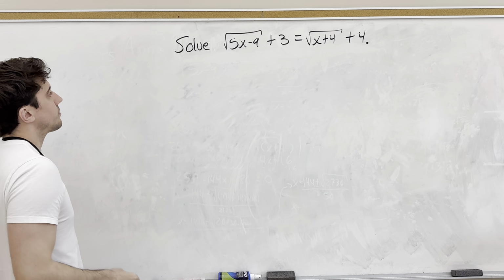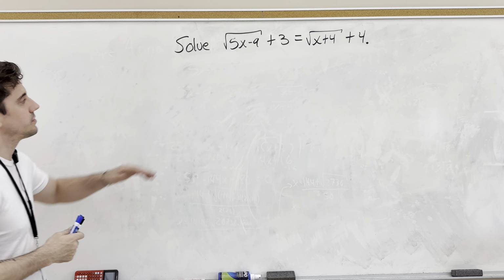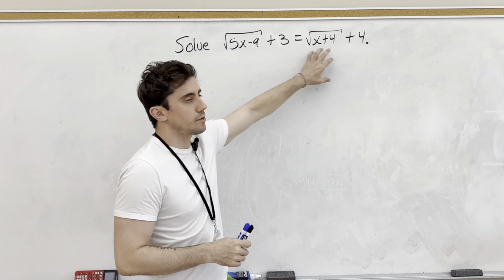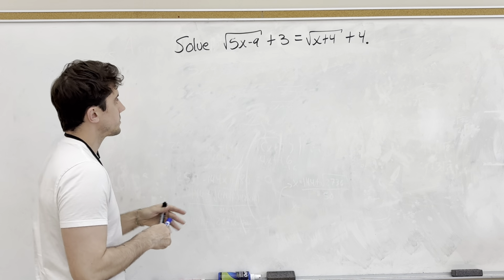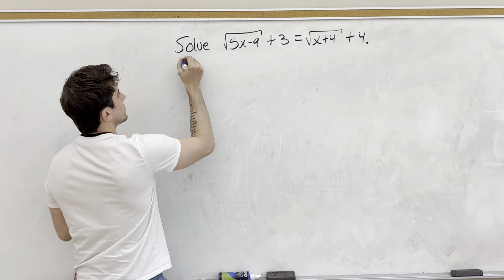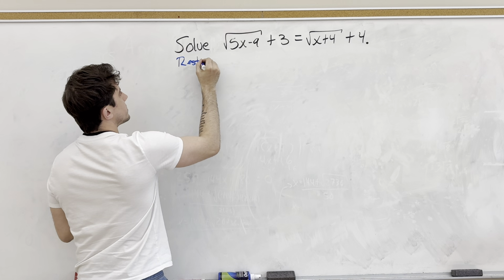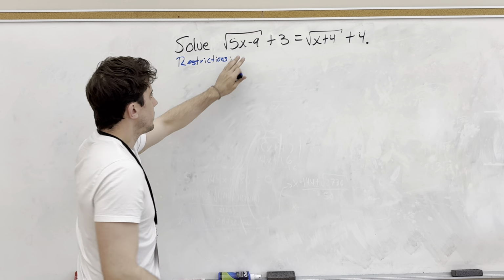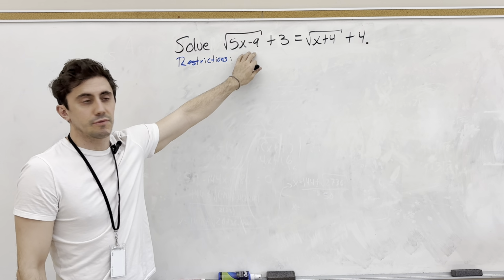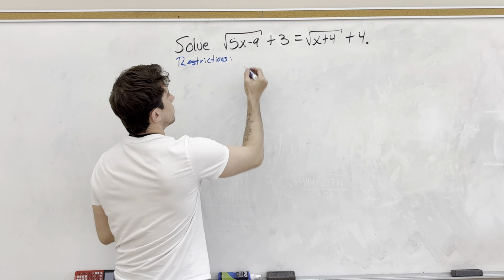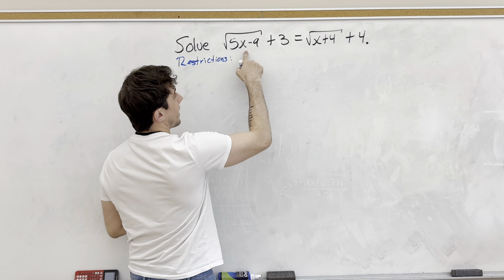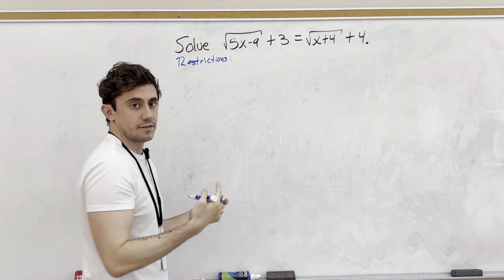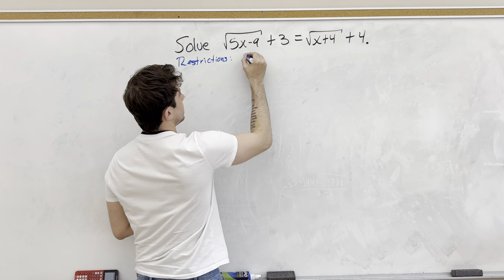Good afternoon, everyone. Today we're going to solve a radical equation where we have radicals on both sides. So first things first, let's list our restrictions on the solutions that we might find. Our restrictions come from the fact that we can't evaluate the square root of negative values, and so we need the radicand, the stuff underneath the roots, to be not negative.